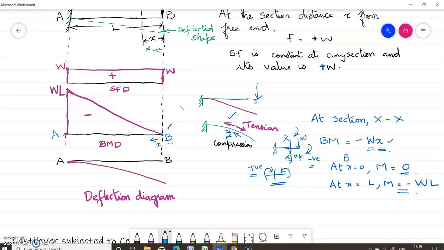We are drawing the bending moment diagram on the tension side, and this is negative because you have a hogging moment. The moment is hogging because right clockwise it will bend like this. So it is a hogging moment, and it is negative bending moment.